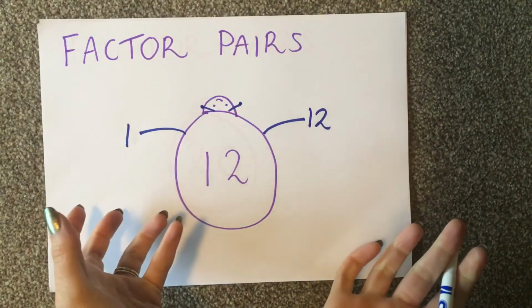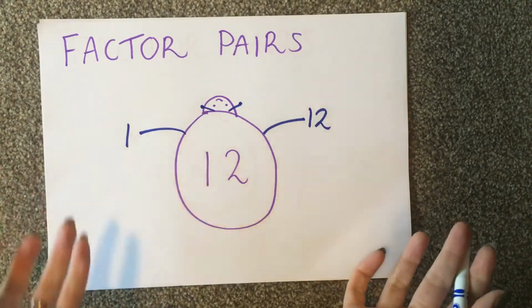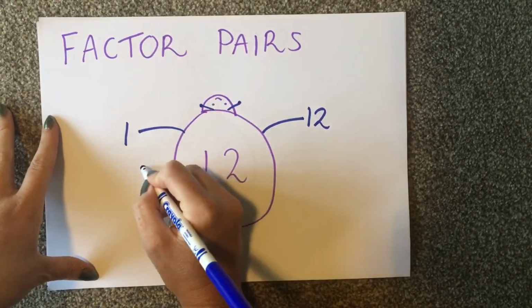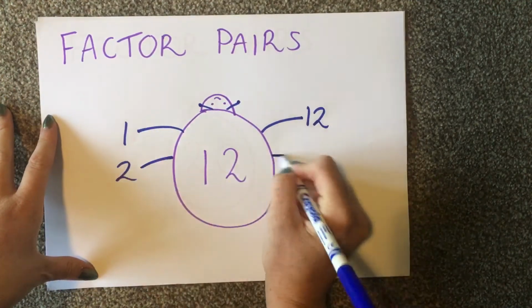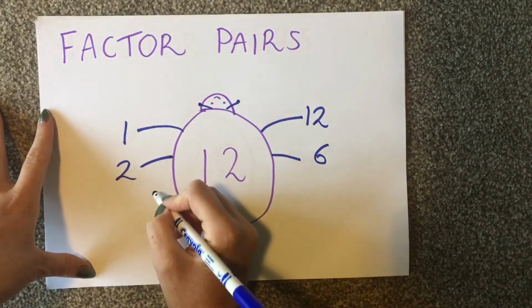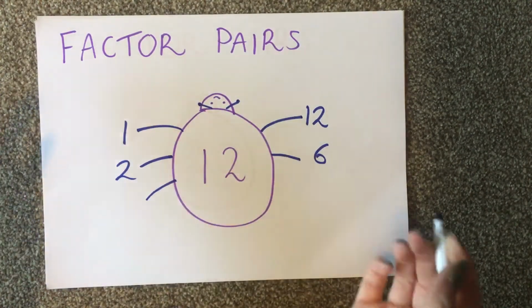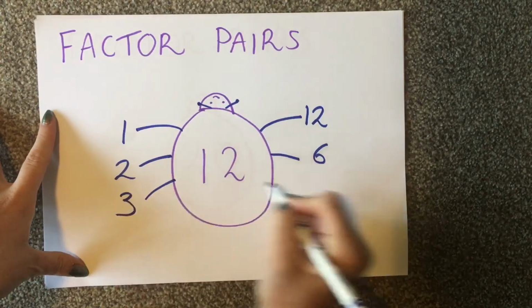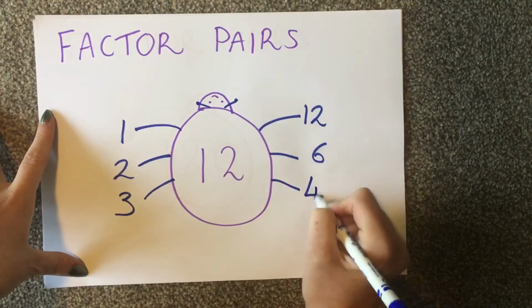Now I question the next number, 2. Does 2 go into 12? And if so, what do I times it by? Yes, it does, because 12 is even. 2 times 6 is 12. My next pair of legs is going to be for the number 3, if it works. Does 3 go into 12? Yes, it does. I do 3 times 4.